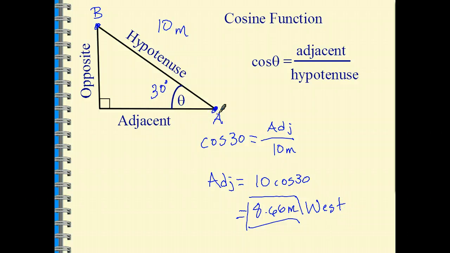So we know if we move from A to B at an angle of 30 degrees north of west, and it's 10 meters, in doing that, we have moved 8.66 meters west and 5 meters north. So that's taking a vector and breaking it into its components.